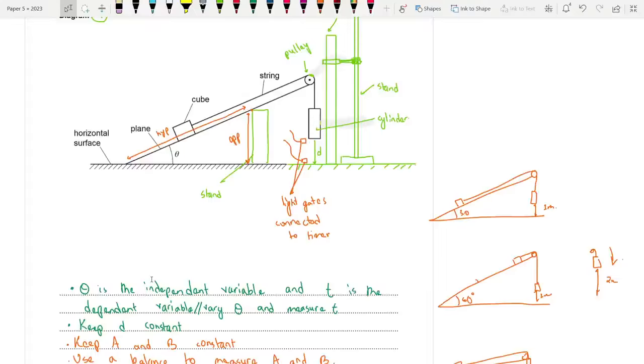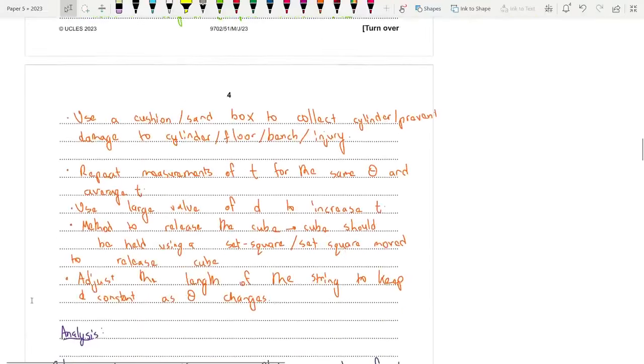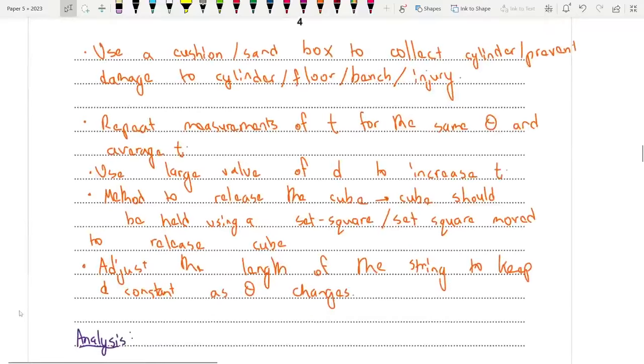All right, so yeah, let's move on. And there are other points which we will talk about. So use a cushion or a sandbox to collect the cylinder or prevent damage to the cylinder. So you have to talk about using a cushion or a sandbox. Why? To collect the cylinder, that is one option, or to say to prevent damage to the cylinder, floor, or bench, or to prevent injuries. That's what I prefer. And repeat measurements of t for the same value of theta and average t.